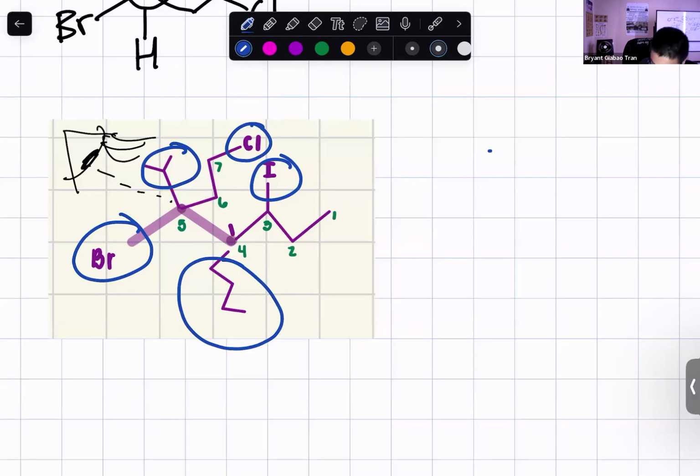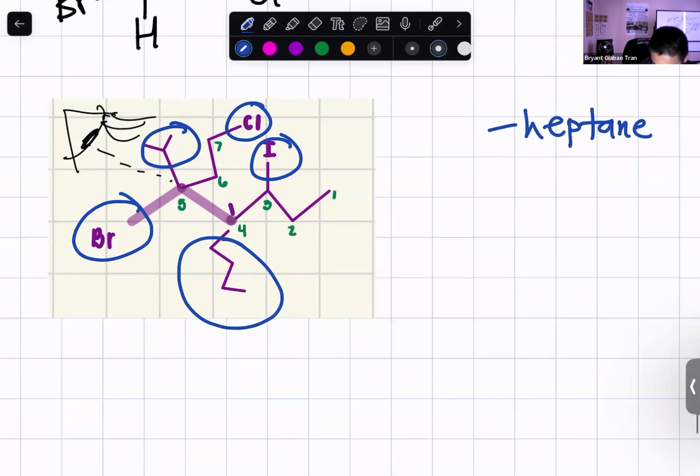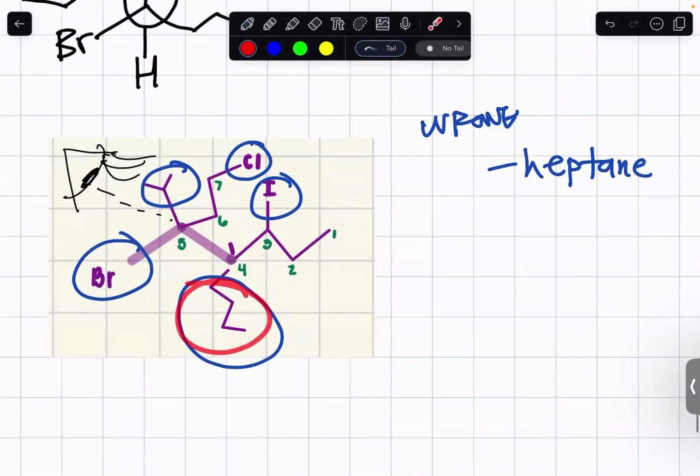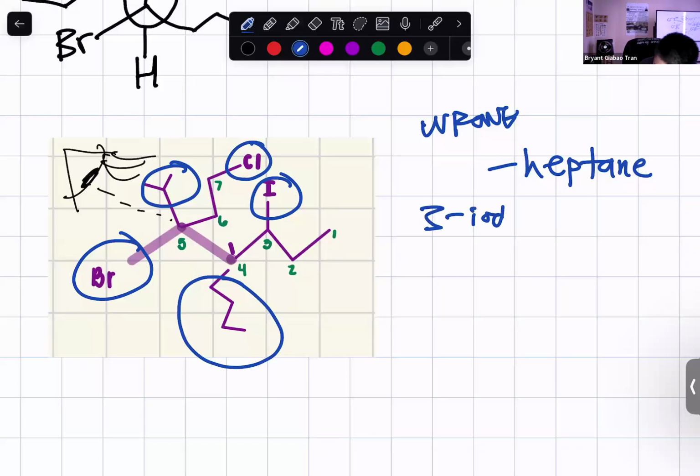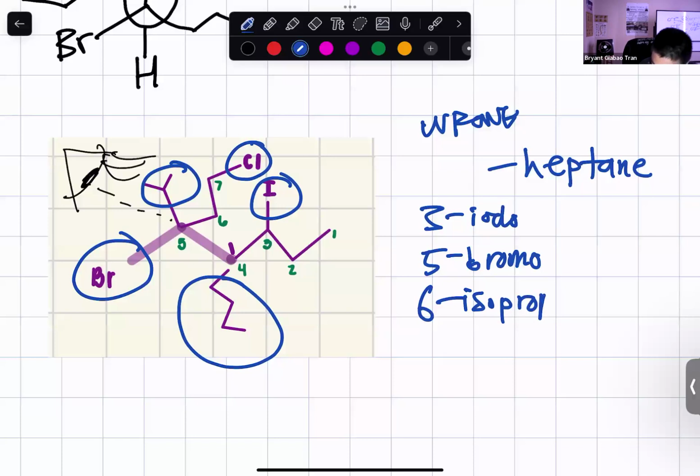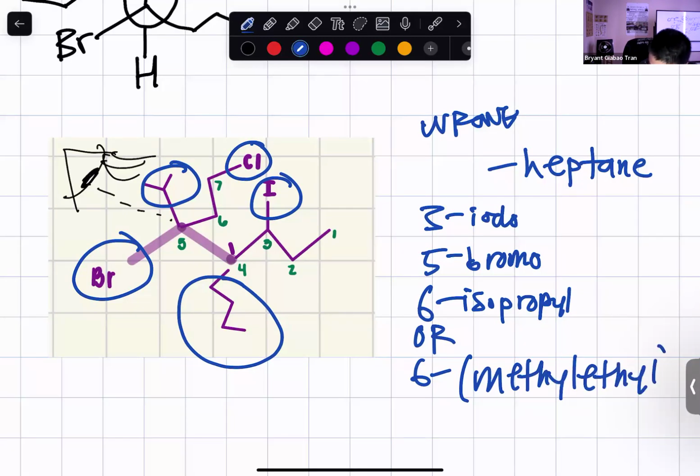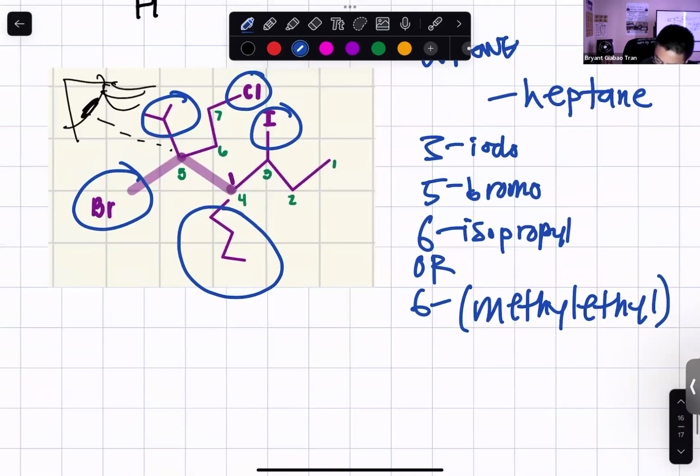Okay, so our longest chain is heptane. Wait, this is the wrong nomenclature. But just imagine this is a short chain. We have a 3 iodo. We have a 5 bromo. We have a 6 isopropyl, which is the common name, or you could use 6 methyl ethyl. And because it's a complex substituent, we use parentheses. And then we have 7 chloro. And then we put it in alphabetical order.